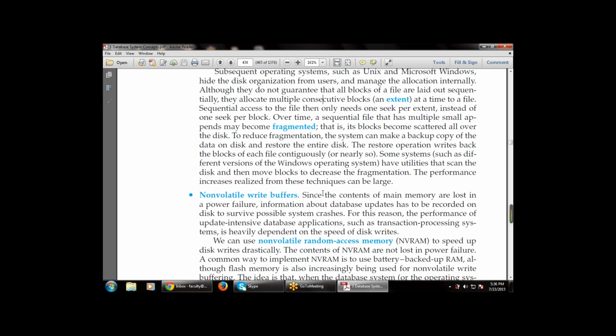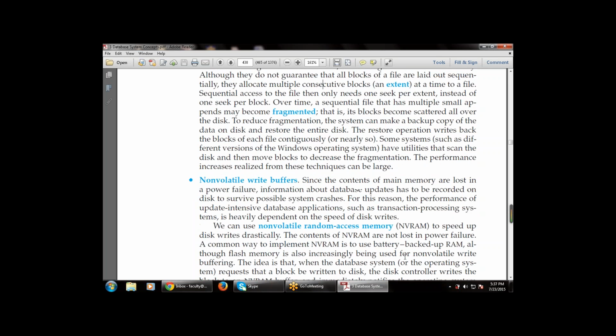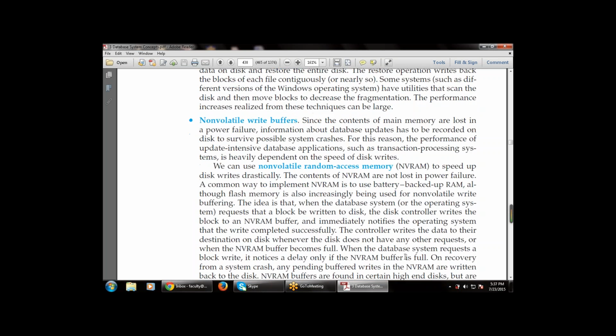Next is the non-volatile write buffers. Since the contents of the main memory are lost in a power failure, there is a non-volatile concept, NVRAM, that is non-volatile random access memory, used for data storage. We can use non-volatile random access memory to speed up data writes drastically.